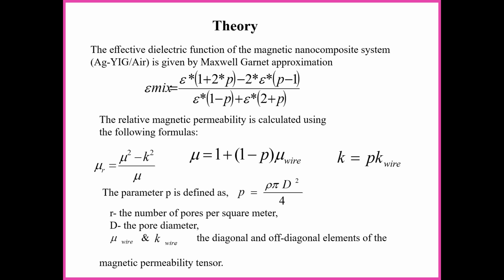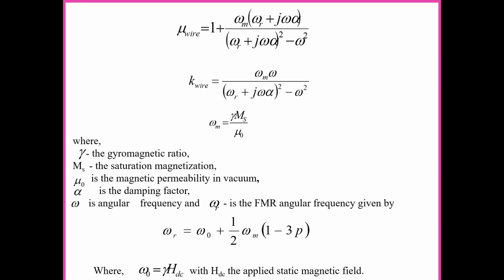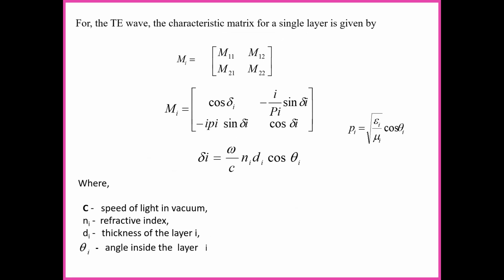Here we are using the Maxwell-Garnett equation, the famous approximation. By using this, we can find the permittivity of the medium, and using this formula, we can also find the permeability of the medium. Now we know that by taking the permittivity and permeability, we can get the refractive index. So by using all these equations, we can find the permittivity and permeability of this medium, then we can find the refractive index. By substituting the refractive index in the matrix format, we can get the result.